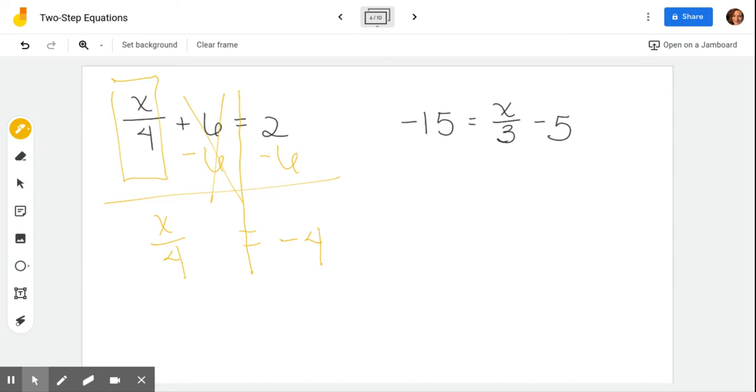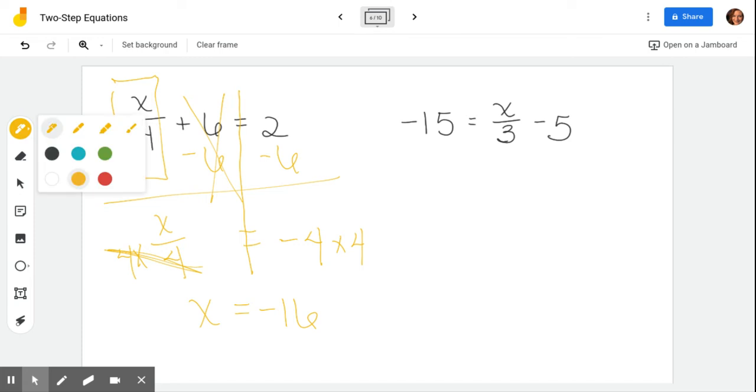Now back to my variable. That fraction bar means divide. The inverse of dividing is multiplying. So I'm going to multiply both sides by 4. It cancels over here and just gives me an x. And on the right, negative 4 times 4 would be a negative 16.